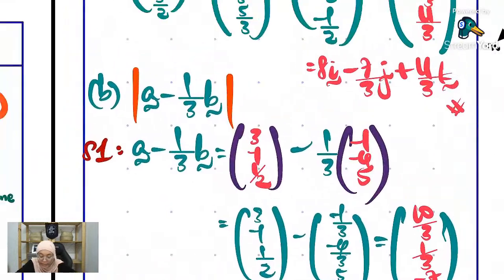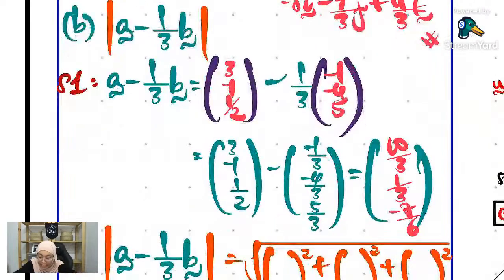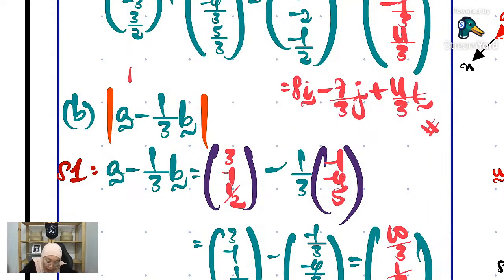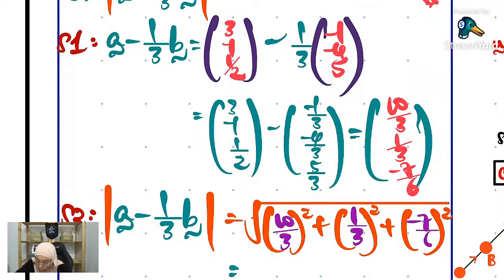And since this is not the vector yang dia minta, dia tak minta vector, so kita tak payah jadikan dia IJK, no need. Dia minta the magnitude. It's only asking its magnitude. So we do it at the second step here, which is use the formula, sub in the 10/3. It will become square root of 10/3 squared plus 1/3 squared plus -7/6 squared.